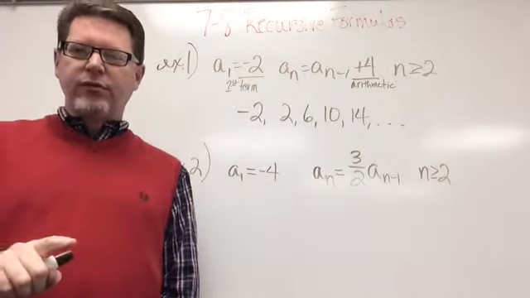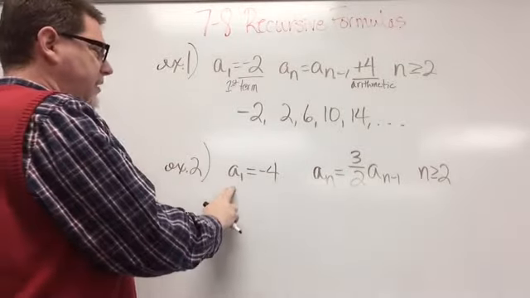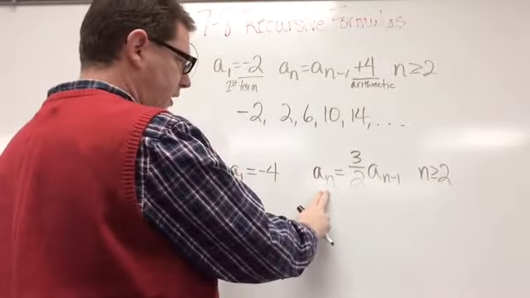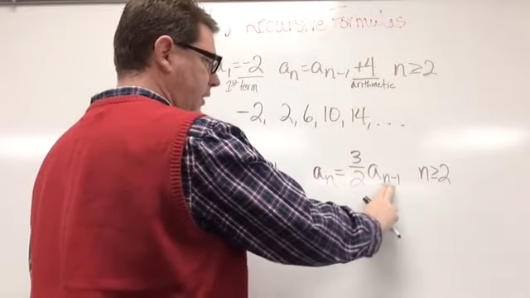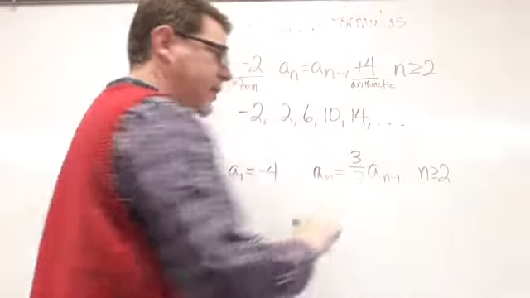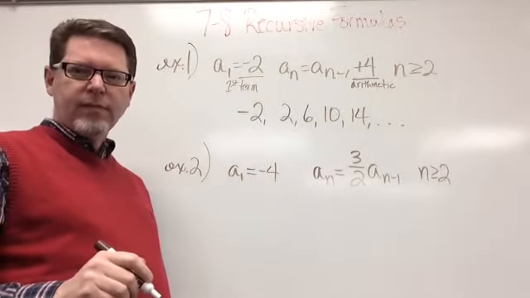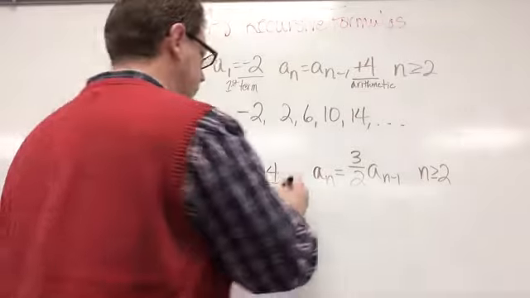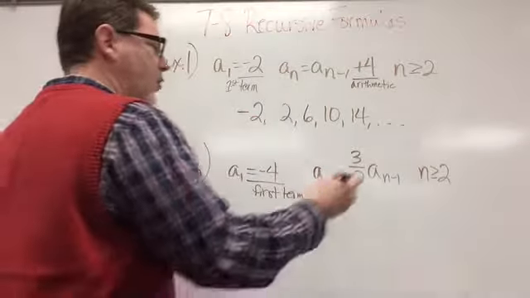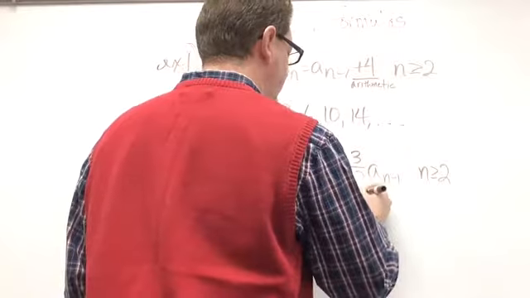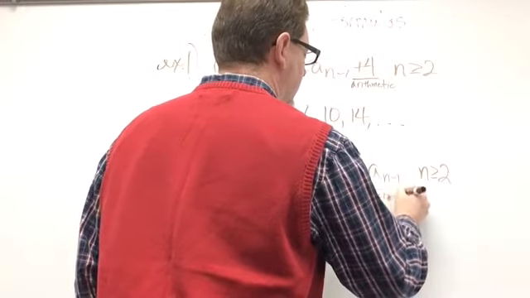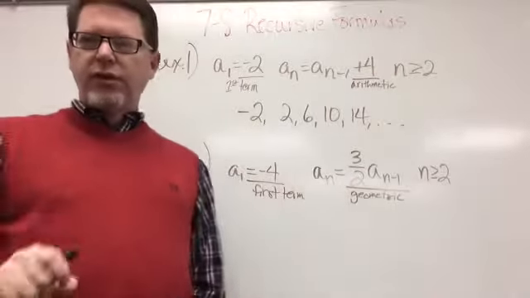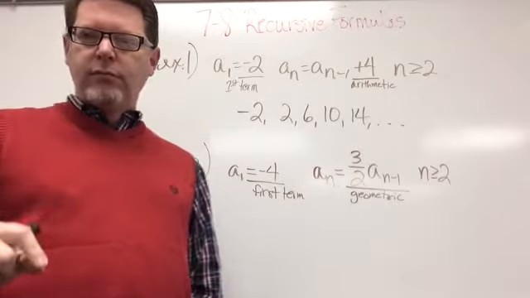So let's look at example number 2. Example 2 says a sub 1 equals negative 4. And my recursion is a sub n equals 3 over 2 times a sub n minus 1. And my domain is n is greater than or equal to 2. Well, let's identify. We know that this is my first term because it's a sub 1. This tells me that it is geometric because I'm multiplying by something. And my common ratio in this case is 3 over 2. So I know that I'm multiplying every term times 3 over 2.